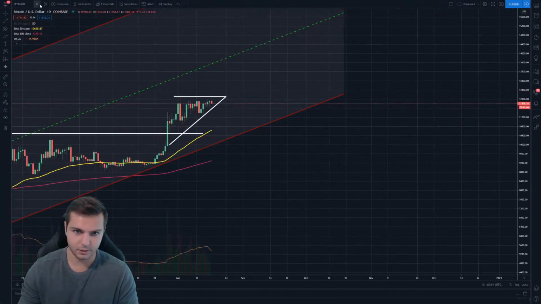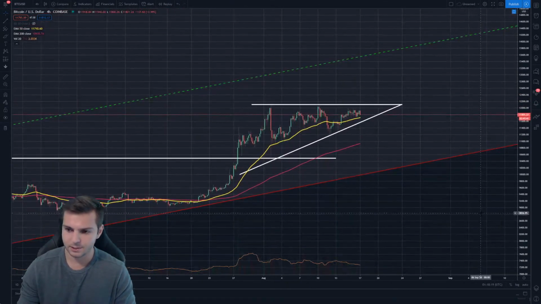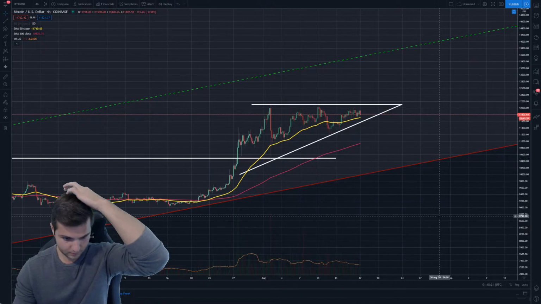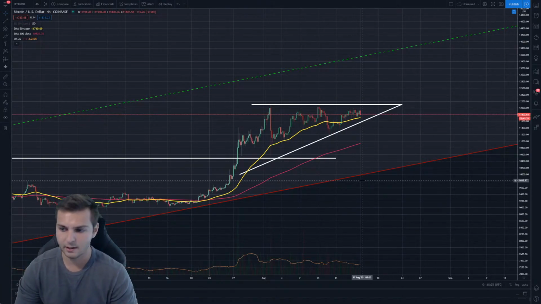Good old Bitcoin. Let's go to a 4-hour. Most of you guys weren't in here when I talked about Bitcoin, so let's go ahead and recap it. Oh, CME gap. Yeah. So let's talk about the CME gap on Bitcoin.